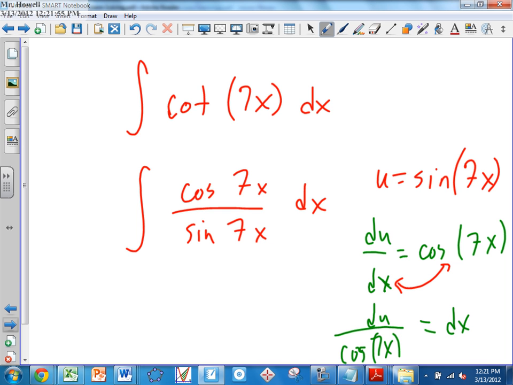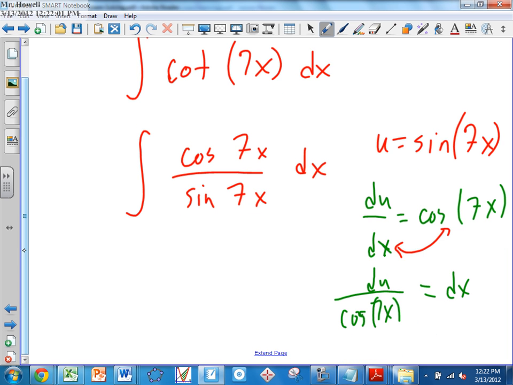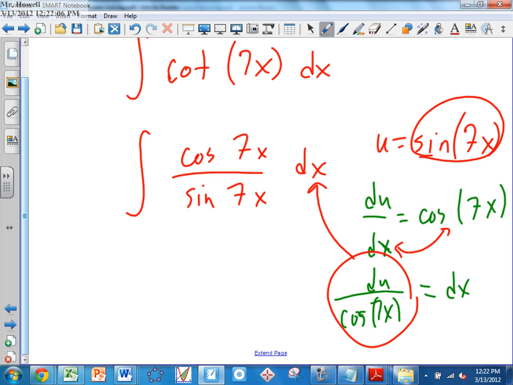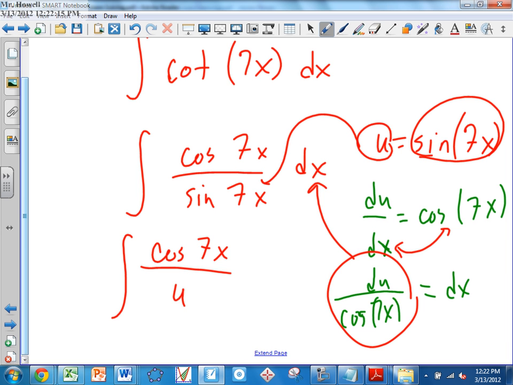Now, in this case, we want to replace our dx. So let's go back to our integral now. We're going to take this value, plug it in there for dx. We're going to take this value, sine of 7x, and replace it with a u. So this is going to become the integral of cos 7x over u. Where did the u come from again that I'm putting in here? The let statement right here. We let u equal this. So if u is equal to sine of 7x, we replace the sine of 7x with a u. Then I take the dx and I replace it up here. I replace the dx with du over cosine 7x.